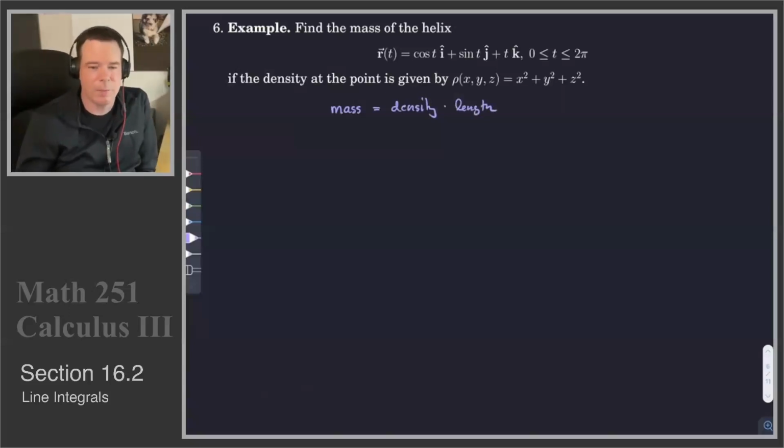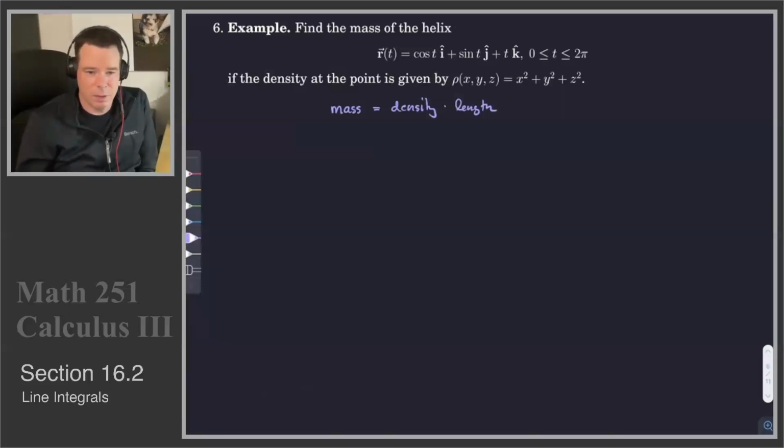If it was a planar density, so if it was a region in 2 dimensions, then we'd be multiplying density times area. Or if it was a volume, a 3-dimensional object, and we had the density at all points in that object, then mass would be density times the volume of the object. In this case, it's a helix, so it's just a curve. So it's an object that's 1 dimension. The mass is the density times length.